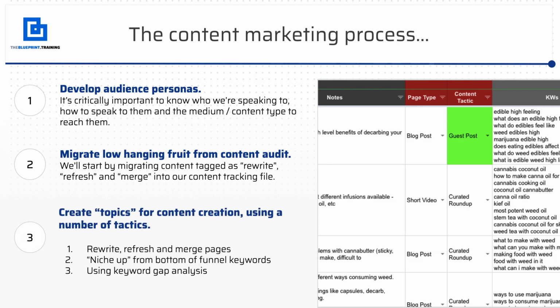After that, we want to create the topics for content creation. So we do this using a number of tactics. Number one, of course, is taking the rewrite, refresh, merge pages from the content audit. Number two is to niche up from bottom funnel keywords. So for example, if for this client the bottom funnel keyword would be buy decarboxylator, then we're saying, okay, before somebody's ready to buy a decarboxylation machine, what is it that they're searching for?